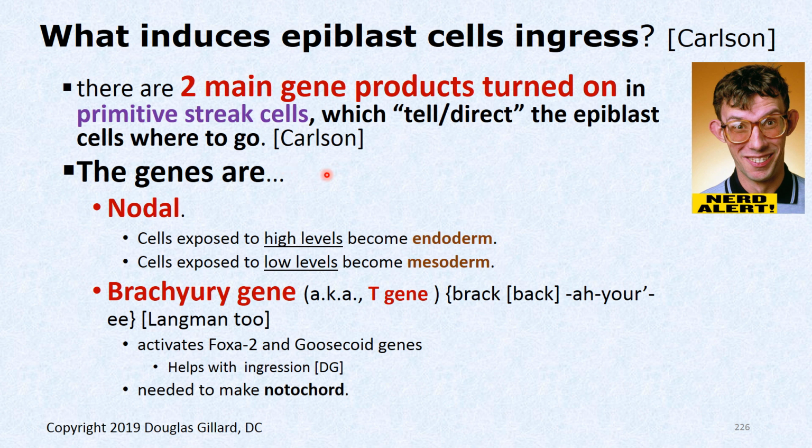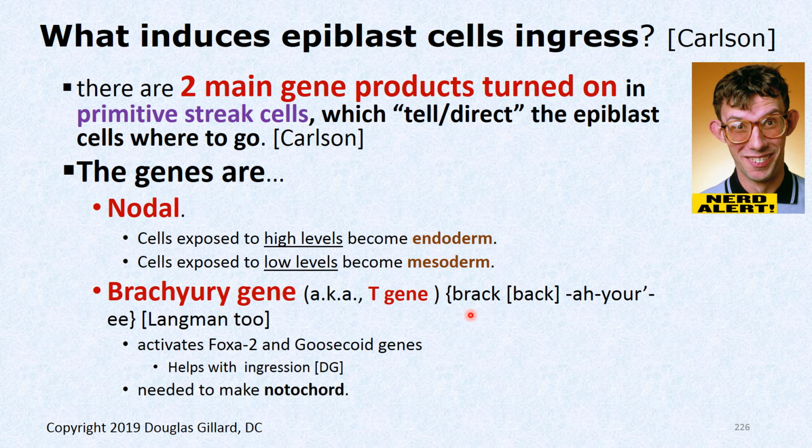When they pass through the primitive streak, it depends what region. If they pass through the back region versus the front region, if they get exposed to high levels of nodal when they go through the streak, they end up becoming endoderm. If they go through a part of the streak that has low levels of nodal being expressed, it programs them to become mesoderm. Okay, so we'll look at that a little bit more in a minute.